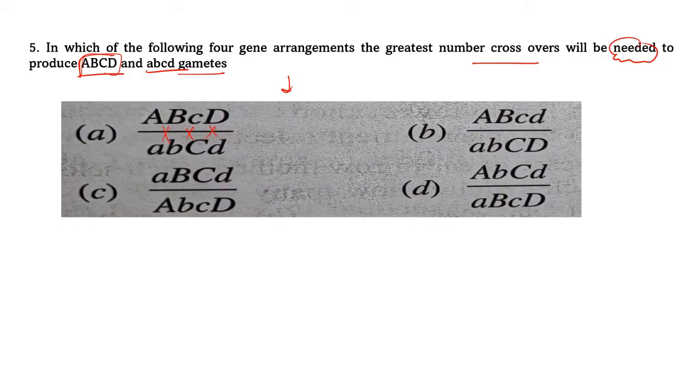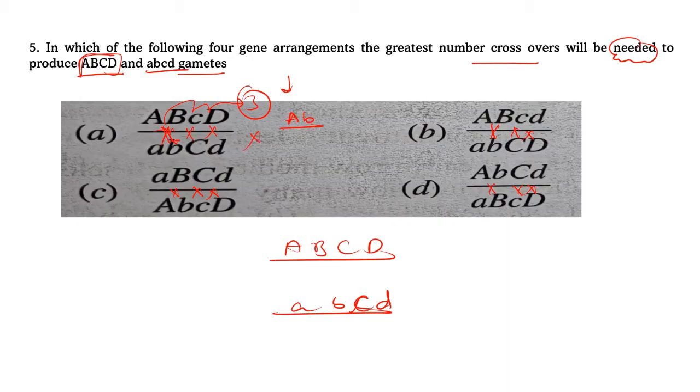Maximum crossover in any case will be 3, right? Since we have 4 genes here. So just form the crosses in the options itself and see in which combination one strand gets all capital letters and the other strand gets all small letters. In the first case, if we do this cross, we will get capital A with small b. So this will be the wrong option. Just see the second one. Again, we will get capital A with small b, so this is the wrong combination. We do not need it.